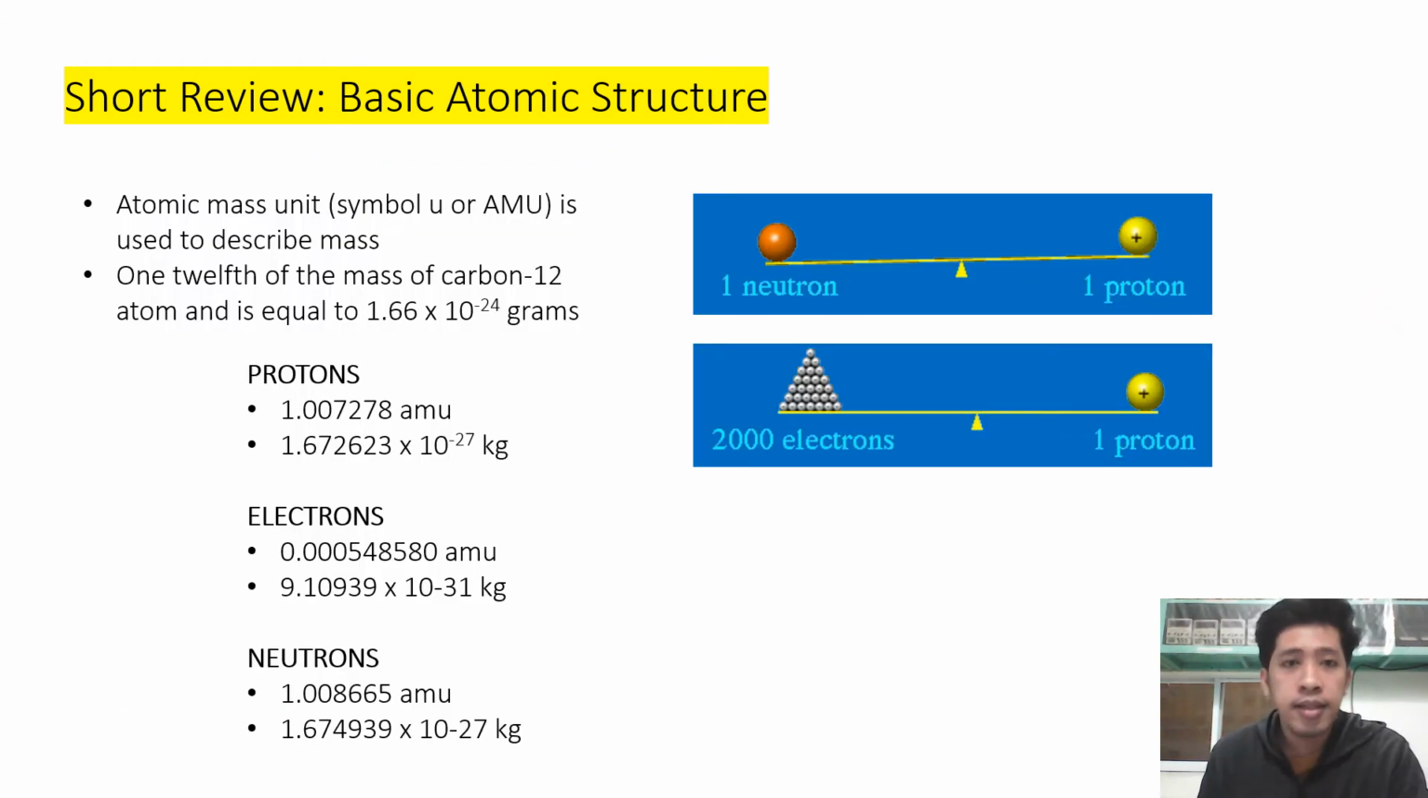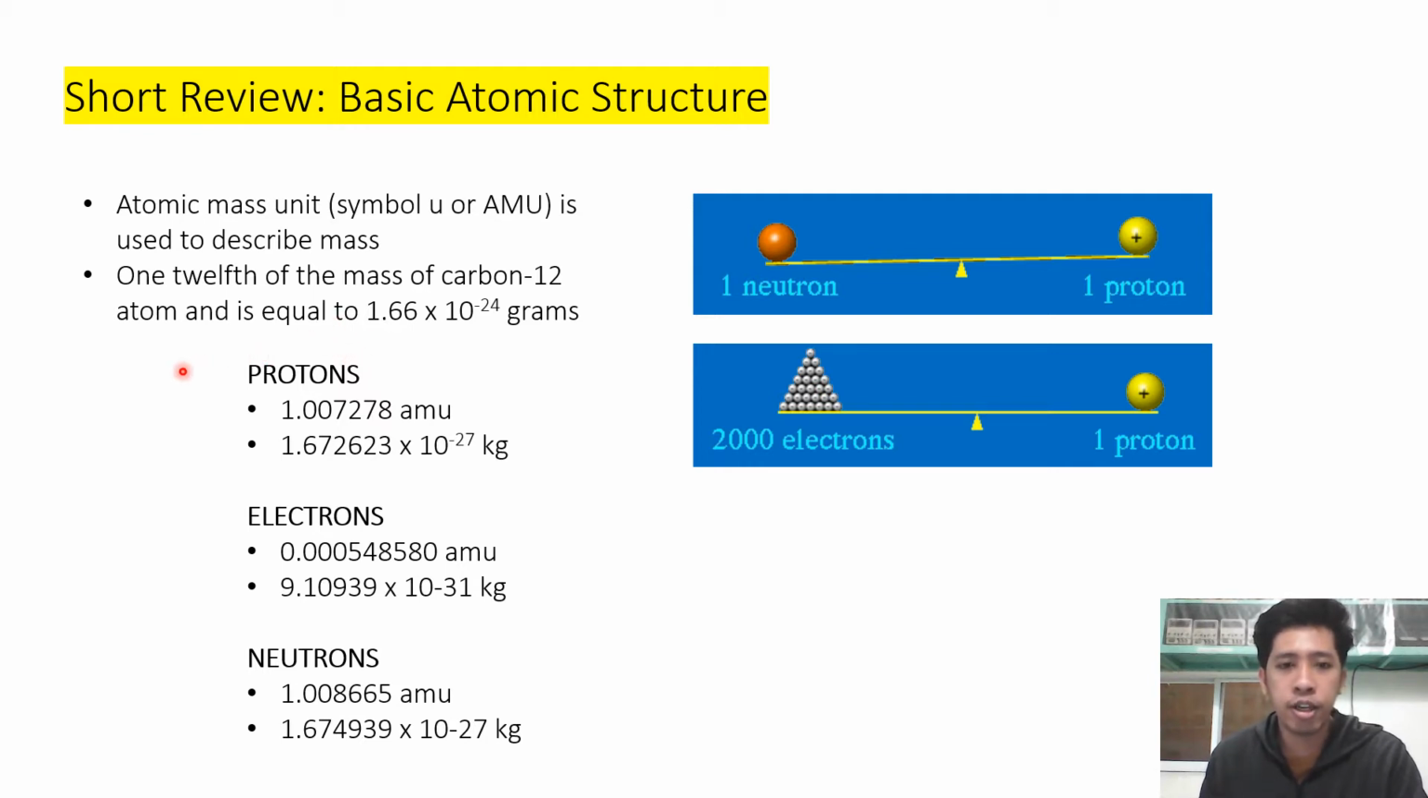Some terms and constants. First, we have the atomic mass unit, where we use the symbol u or amu. This is used to describe the mass of particles in the atom. And we are using the amu, the atomic mass, because the mass of the particles is actually very small. It's around 10 to the negative 20 grams. That's why it would be easier for us to use the atomic mass unit. An amu is 1/12 of the mass of a carbon-12 atom, and that is equal to 1.66 times 10 to the negative 24 grams.